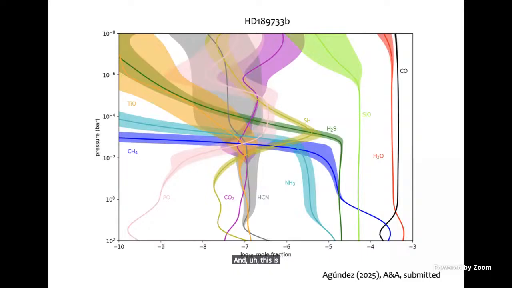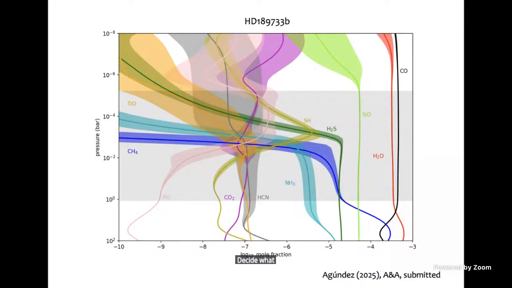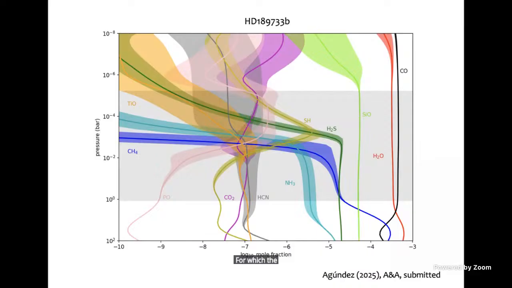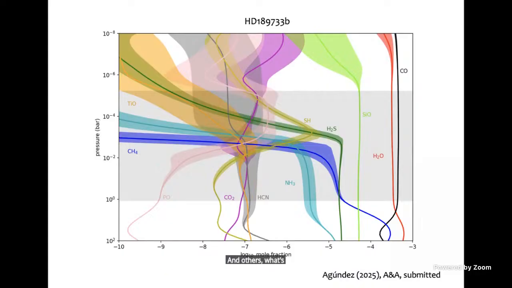And this is for the rest of the species. And here, well, first, the interesting part of the atmosphere is the one that is accessible by observations, which basically is this part here, the shadow wet one. And you see here that there are some species, like for example, on that side, water and CO, for which the uncertainty in the abundance is almost zero. So it's super accurate, I would say. And others, like HCN, for example, the gray one, you may have errors of the order of a factor 10, one order of magnitude.